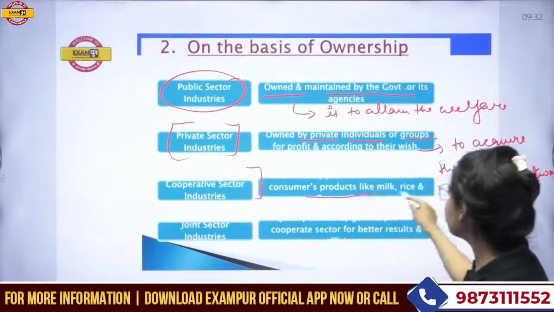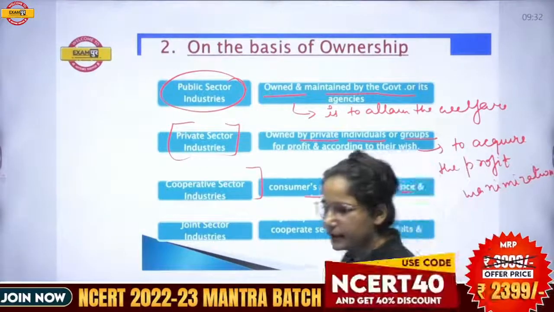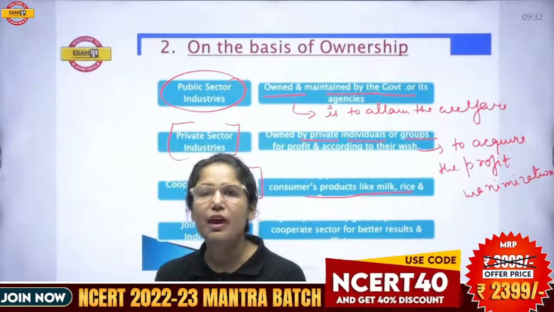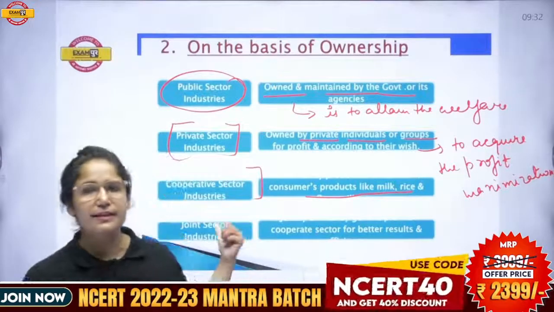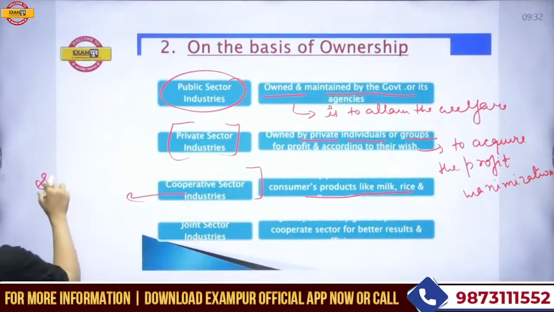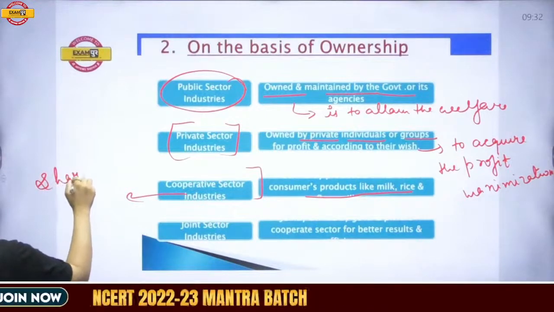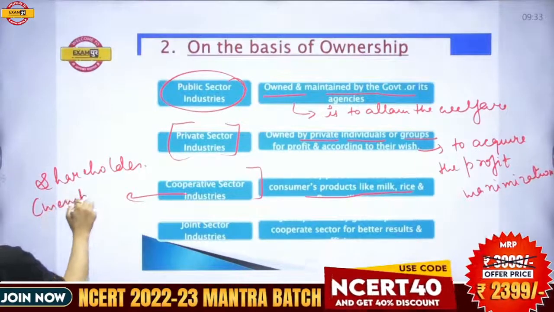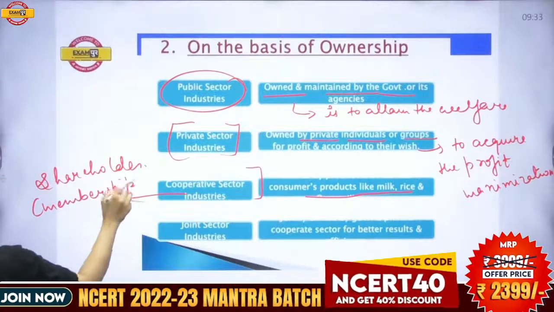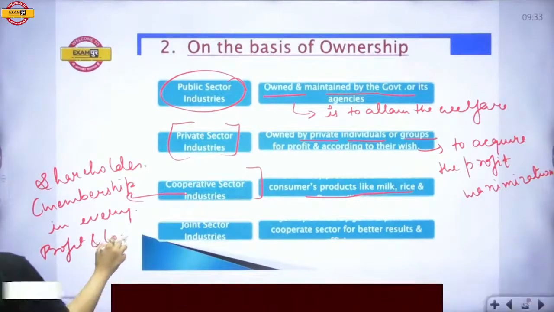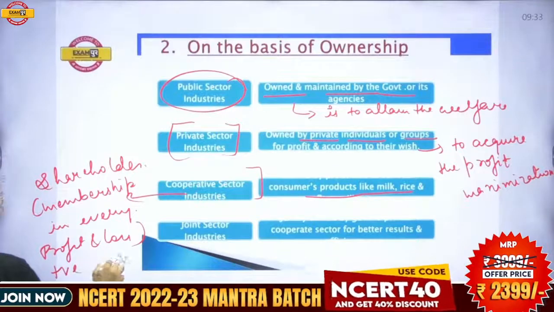Cooperative sector, consumer products like milk and rice. There is a kind of organization where members make contributions. Whosoever is making a contribution can avail the benefits and services out of the segment, and they are the shareholders of every gain or loss. Shareholder or membership in every profit and loss, plus or minus, we can talk about.